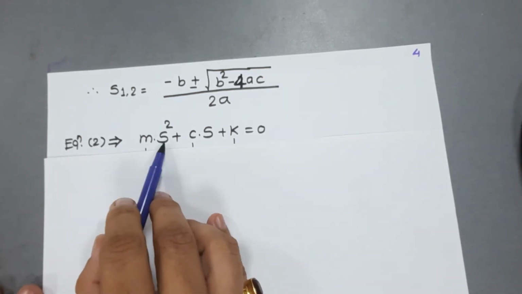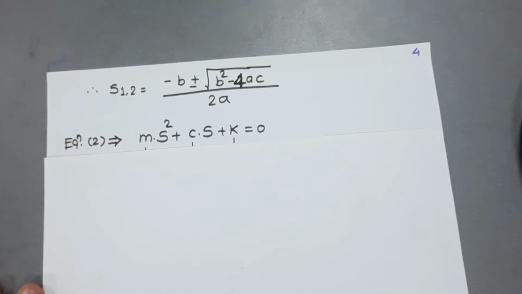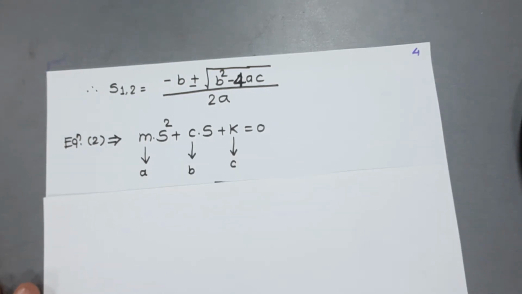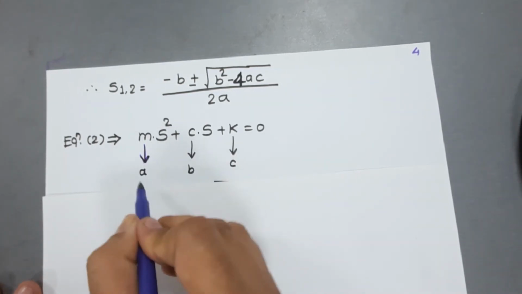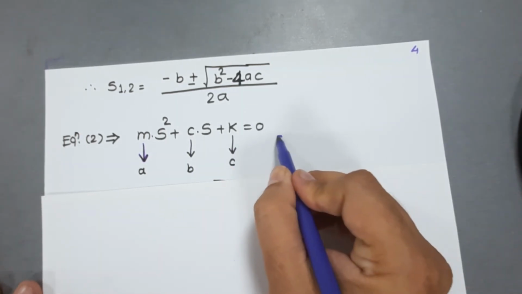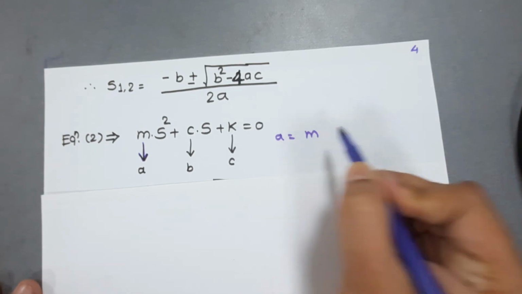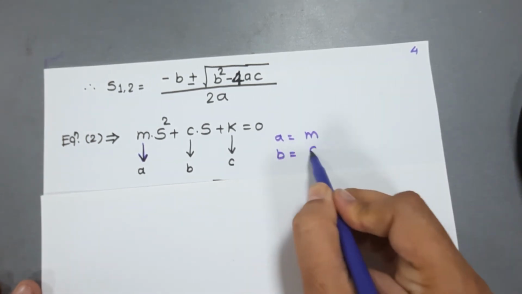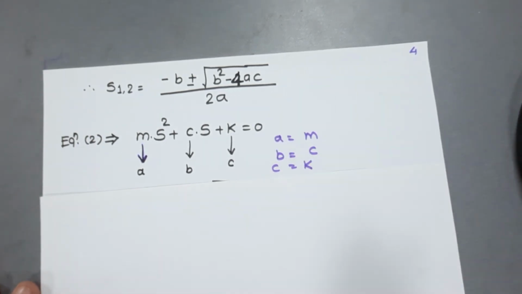Equation number 2 is ms square plus cs plus k is equal to 0. Here we will take the m value as a, the c value as b, and the k value as c. So here a is equal to m, b is equal to c, and c is equal to k.